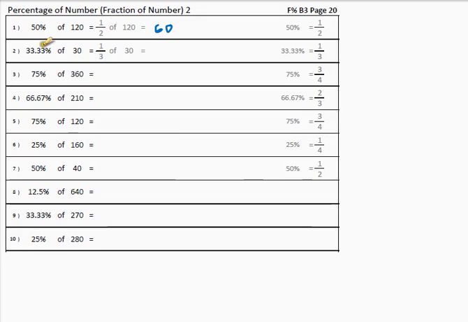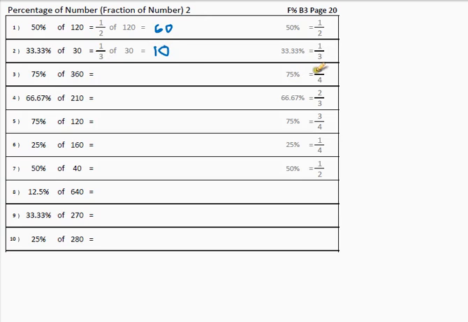So we know 33.33 forever going on is a third. In other words, we can say that is a third of 30, which is going to be 30 divided by the bottom number, which is 3. And that gives you a 10. 10 times 1 is 10.